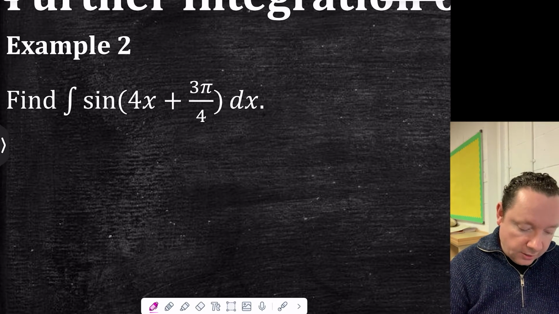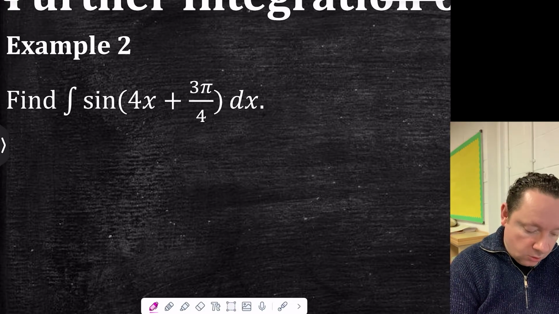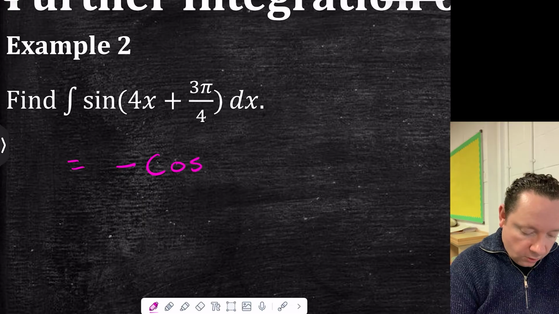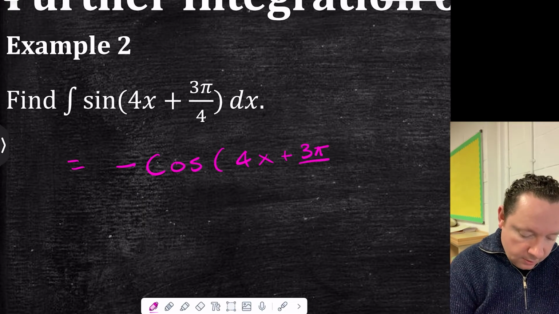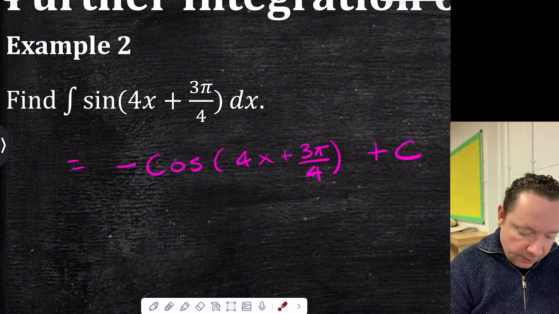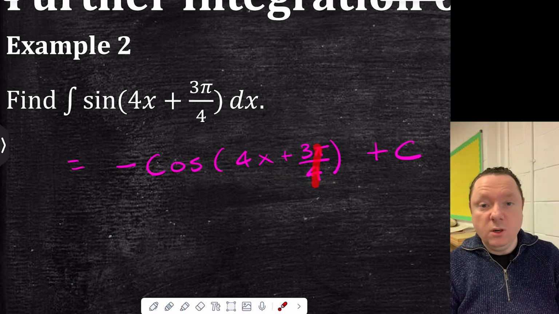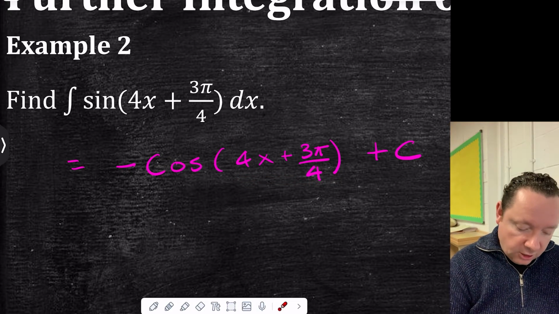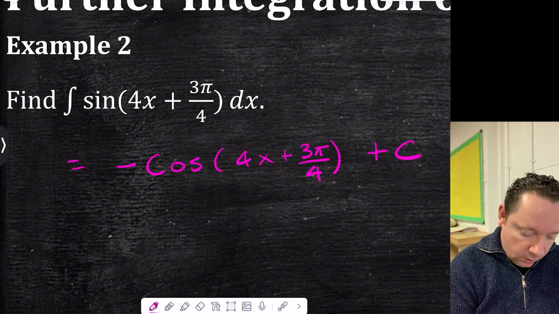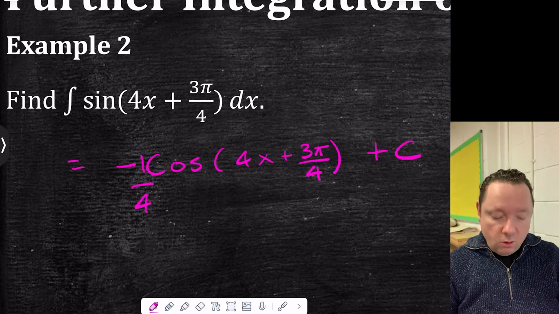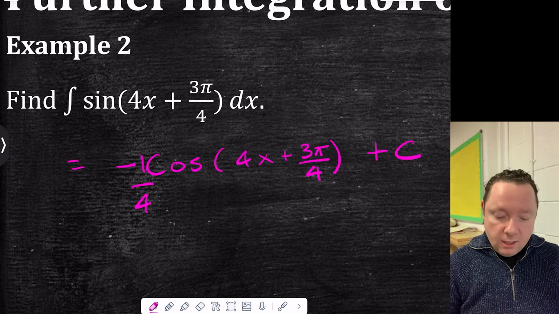Example 2, for further integration of trigonometric functions, integrate sine 4x plus 3 pi over 4. So sine goes to minus cos, whole function, 4x plus 3 pi over 4, plus the c, and we need to differentiate this function somehow. So 3 pi over 4 is just a number, so we can just ignore it. Differentiate 4x, you get 4, so it's divided by 4, or minus a quarter. So it's minus a quarter, cos 4x plus 3 pi over 4, plus c.